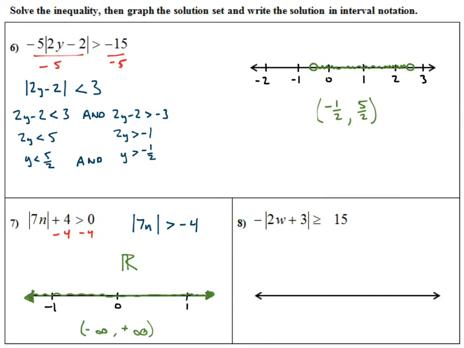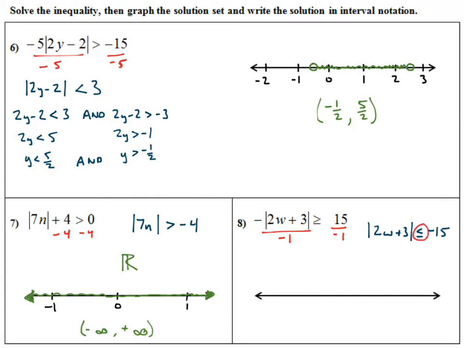Looking at this next example, number 8, again I'm going to start by isolating my absolute value, and so here, because of the negative on the outside, I'm going to divide both sides by -1. That'll give me the absolute value of 2w plus 3. Now, because I divided by a negative, my sign flips, and it is going to be less than or equal to -15.